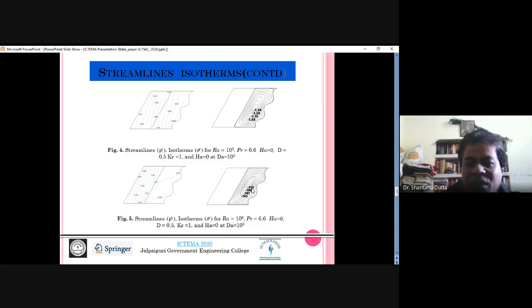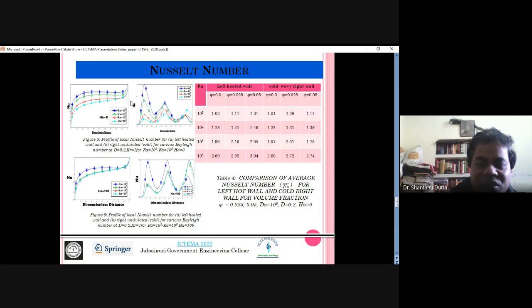This is the sign convention: minus sign means clockwise convection, so it is moving in a clockwise fashion. And these are the Nusselt numbers, the local Nusselt numbers. This is the profile of local Nusselt number for the left heated wall and right undulated wall for various Rayleigh numbers.